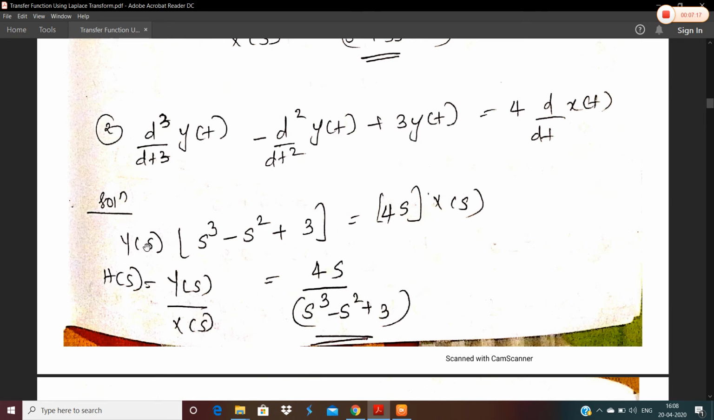This is equal to 4 into d by dt, so it becomes 4 into s into x of s. On rearranging, you will get h of s is equal to y of s by x of s as 4s by s cube minus s square plus 3. So this is the method by which you find the transfer function from the differential equation.